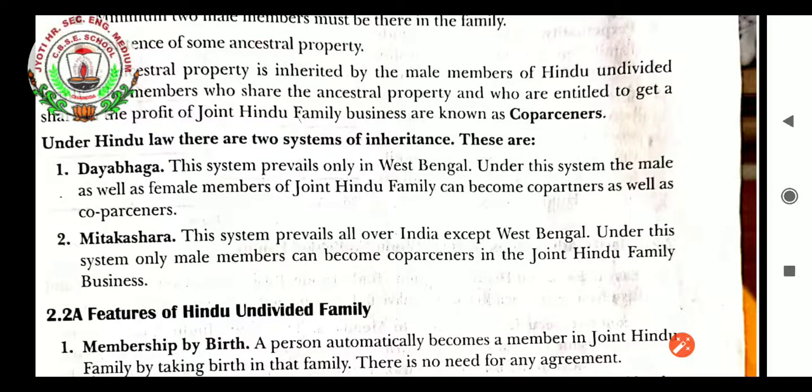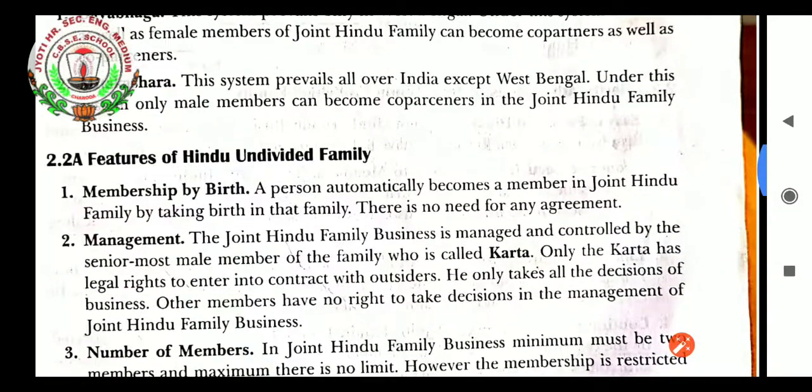Mitakshara prevails all over India except West Bengal. Under this system, only male members can become co-partners in the joint Hindu family business. Let us have much more knowledge about this Hindu undivided family business. The very first is the features of Hindu undivided family business.